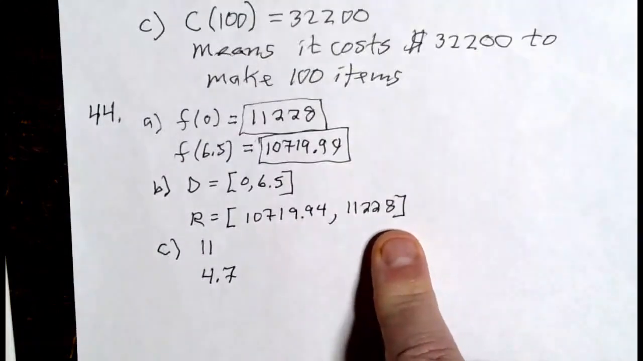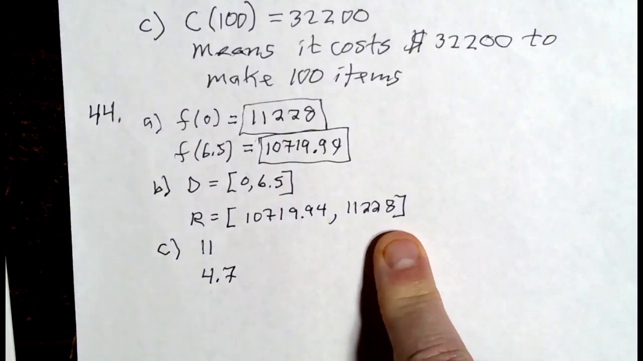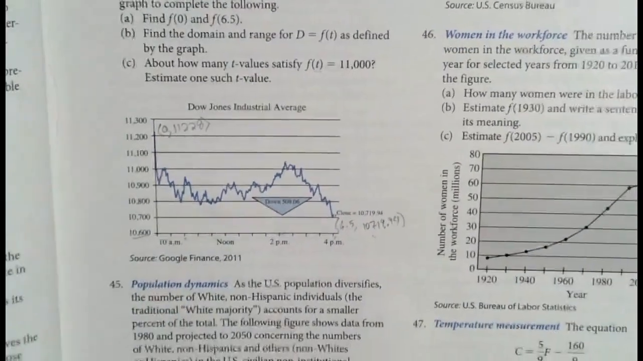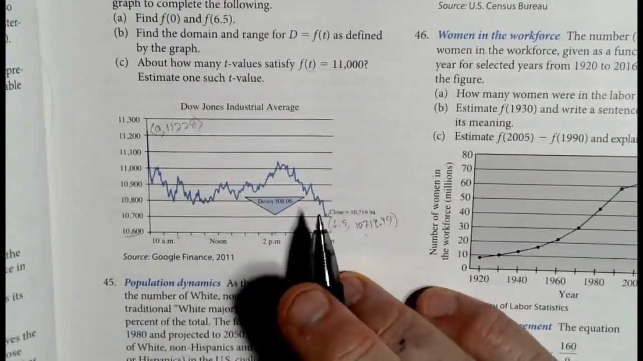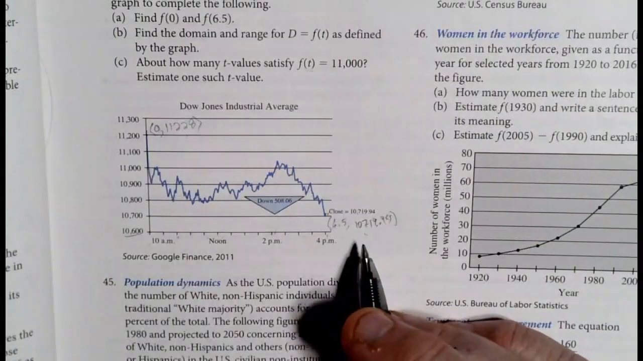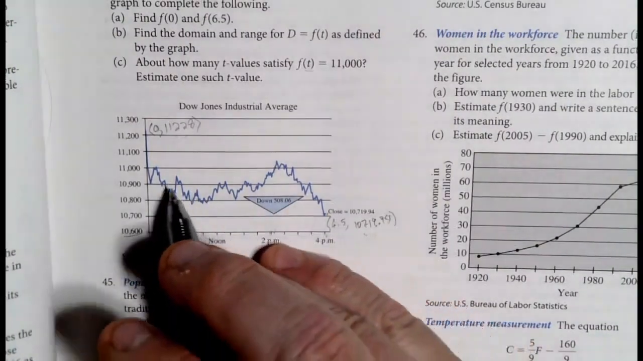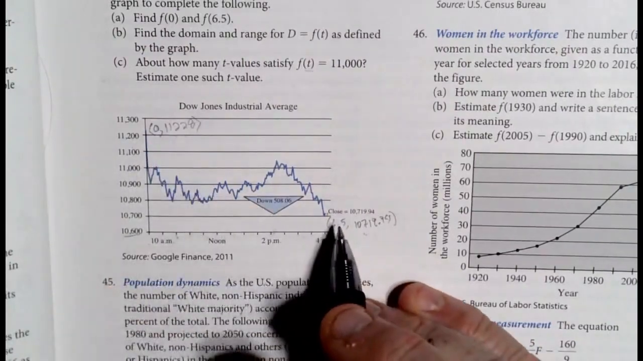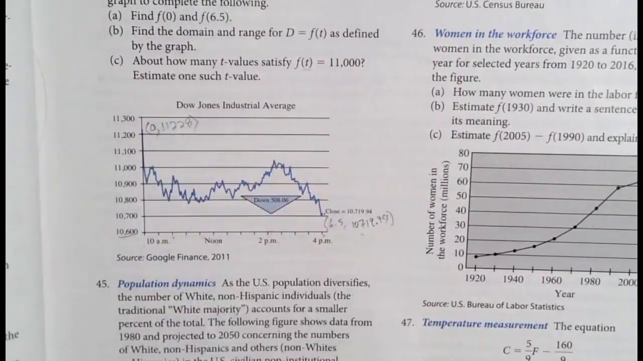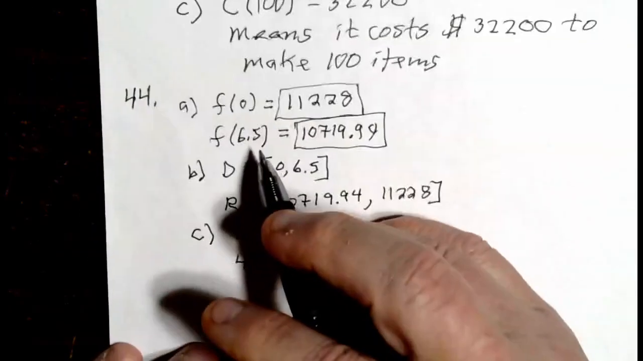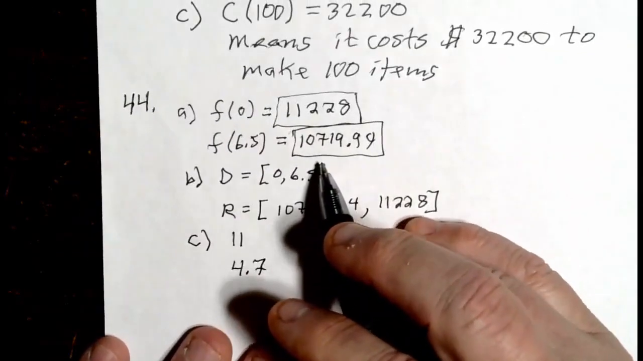Okay, and then 44. 44 says the Dow Jones Industrial Average. They give you a graph, and you can find this on your WebAssign. There's a little icon down here. I think it's an eye or something. You click on that, and it'll show you the important points here. This one and this one. And that way you can answer your questions of what is f of 0 and what is f of 6.5.